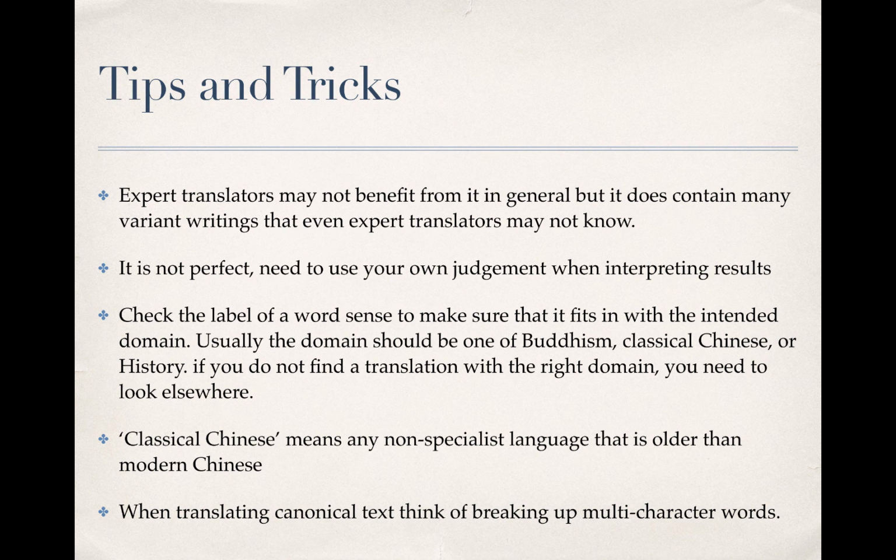When translating from canonical text, think about breaking up multi-character words. You may see words that are grouped together, but you can't always guarantee that those terms should be grouped together. You need to maybe think about separating them out into individual words. Like a two-character word, think about breaking those two characters up into two separate words.